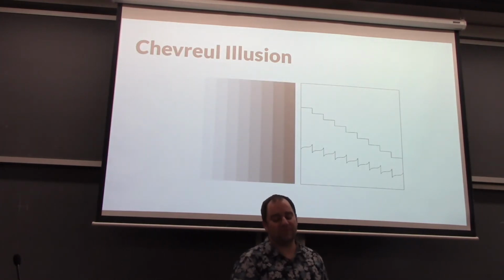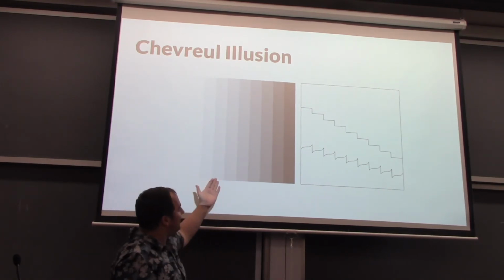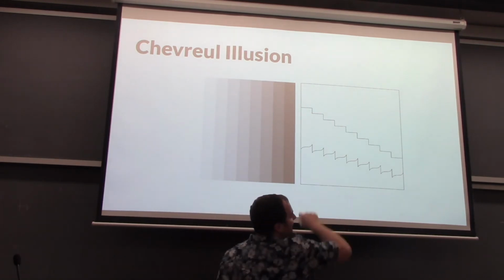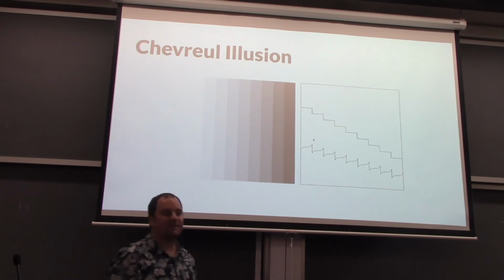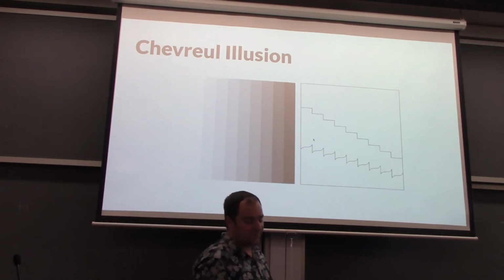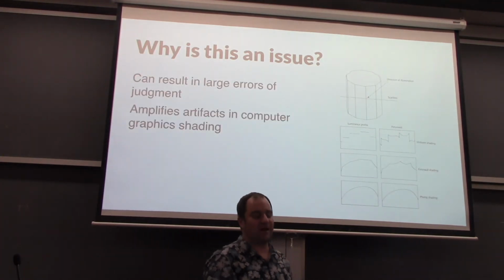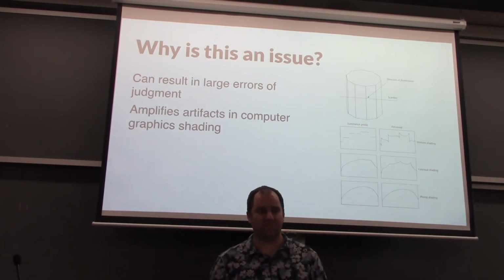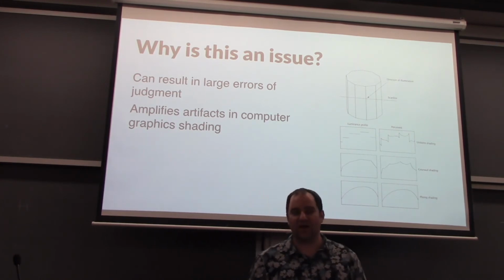Here's another example. This is called the Chevreul illusion. This is simply a set of color saturations here, but what we perceive is not what is actually in the data, this stepwise function. We actually perceive these edges as enhanced. This is just how our perception works, and that can be a problem, especially in computer graphics, because we of course don't have perfect shapes. We always have some kind of triangle mesh. So we want to use shading that avoids that.